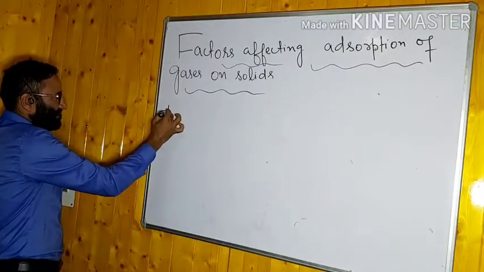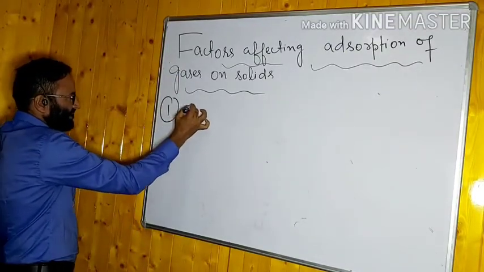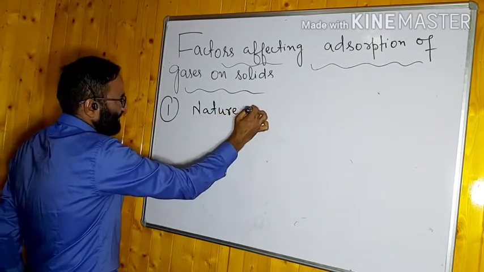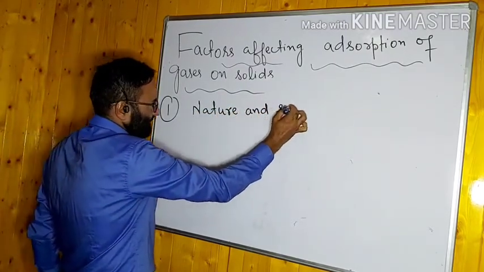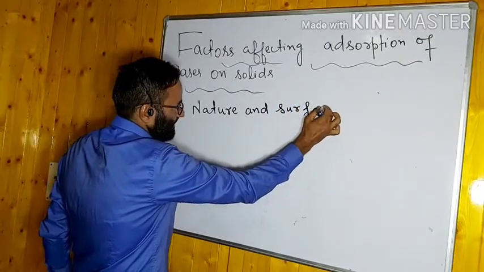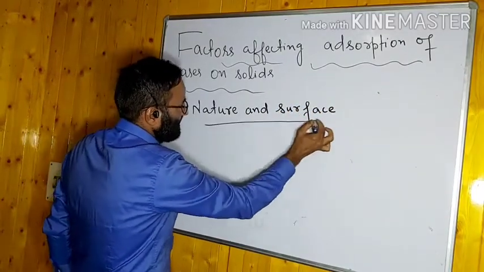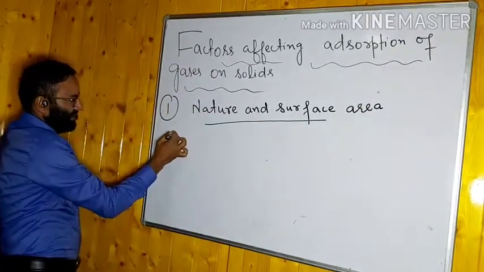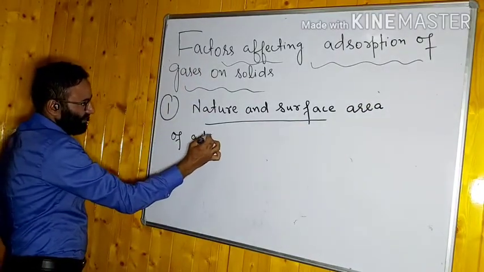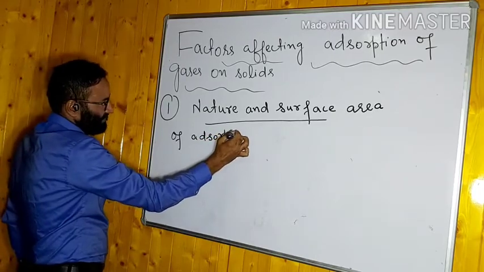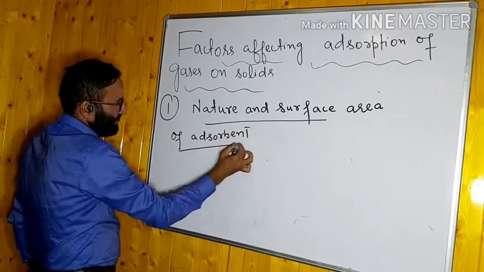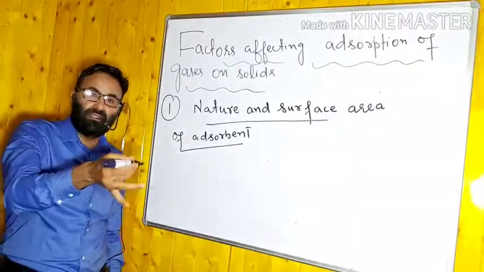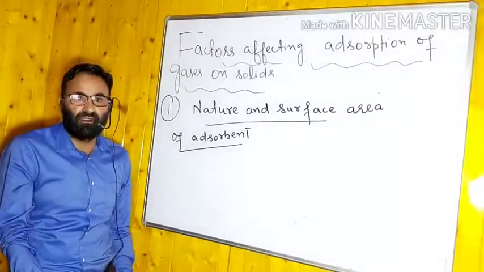The first factor you have to mention is the nature and surface area of adsorbent. This is the first factor. What should the adsorbent be like? Whether the adsorption depends upon the nature of adsorbent or not.